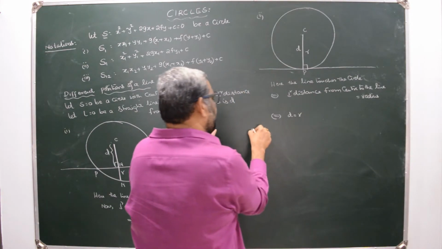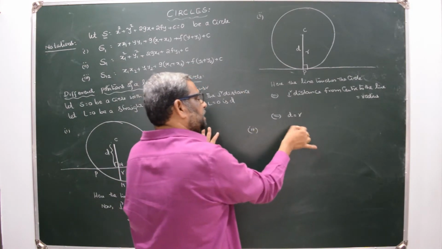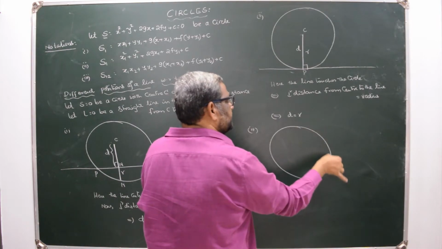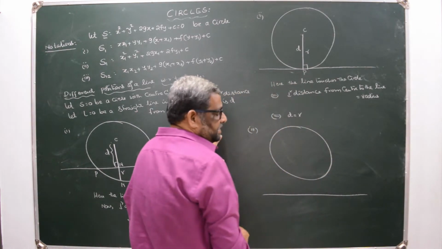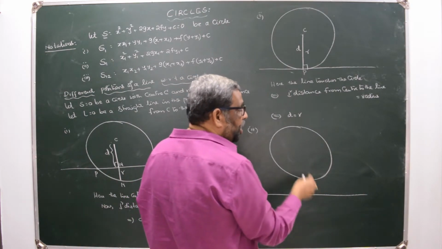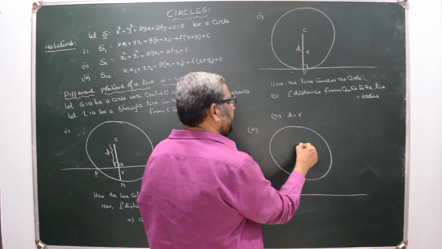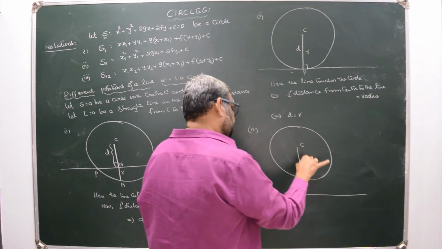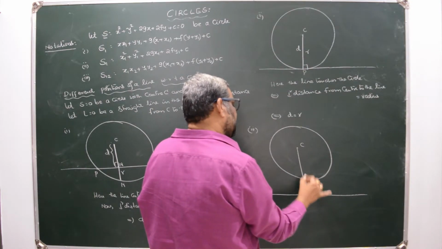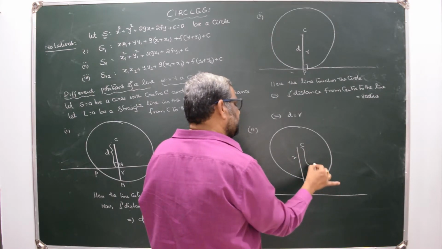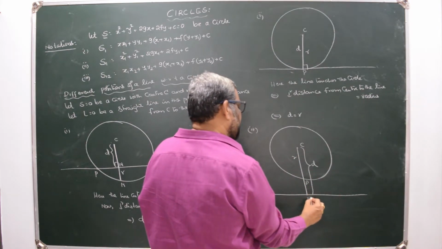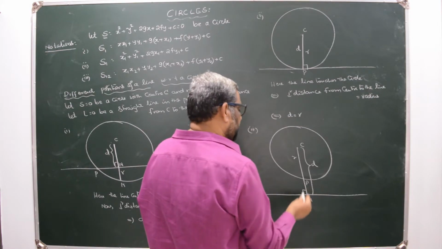I will take the third case. I will consider the circle like this. I'll take a line, the line is completely outside the circle. It neither cuts nor touches the circle. Let this be a center. This is P, this is R, and this complete distance is D. You can call some M, and this is perpendicular.